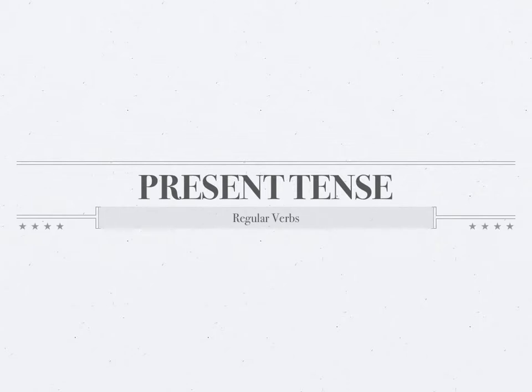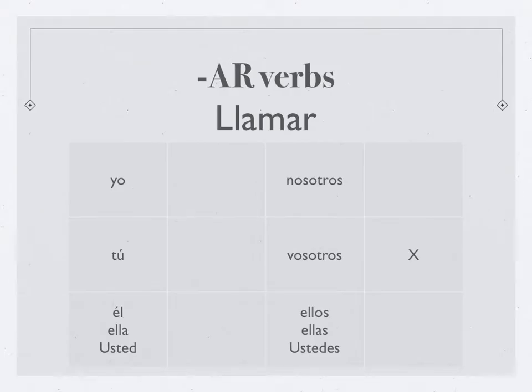Conjugating regular verbs in the present tense. We'll start off with AR verbs. Our example verb is llamar. The first thing we're going to do is to take off the ending, so we'll take off the AR. Then we're left with llam.